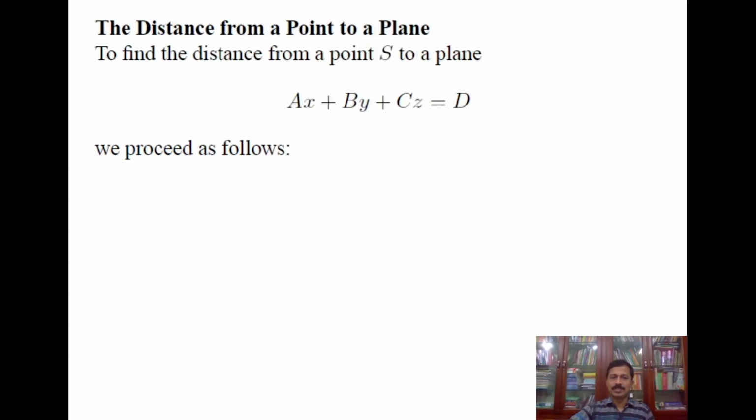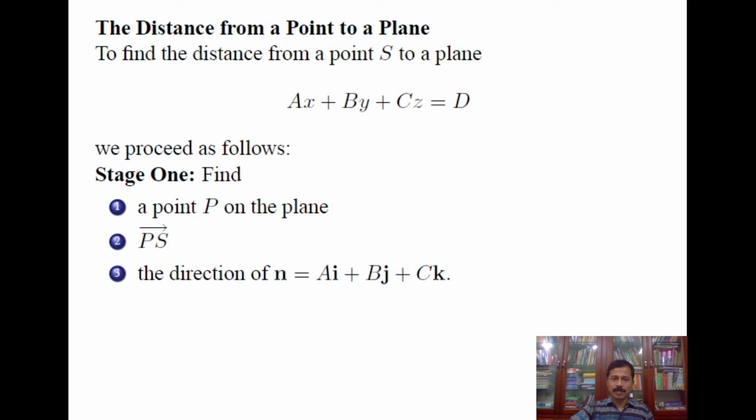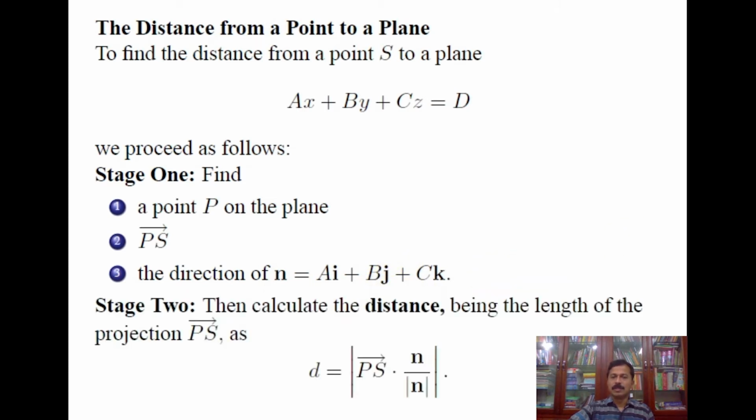We first consider the distance from a point to a plane. To find the distance from a point S to a plane Ax + By + Cz = D, we proceed as follows. Stage 1. We find a point P on the given plane. Then we find vector PS. Then we find the direction of normal N, denoted by N = Ai + Bj + Ck. Stage 2. Then calculate the distance, being the length of projection of vector PS, as D = |PS · N| / |N|.